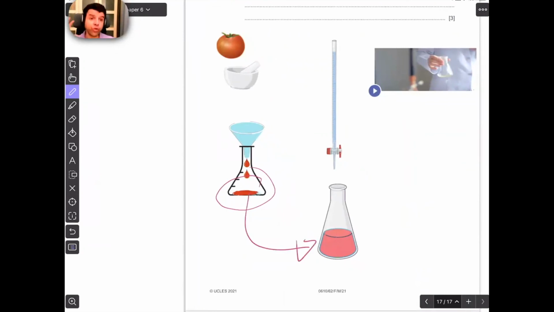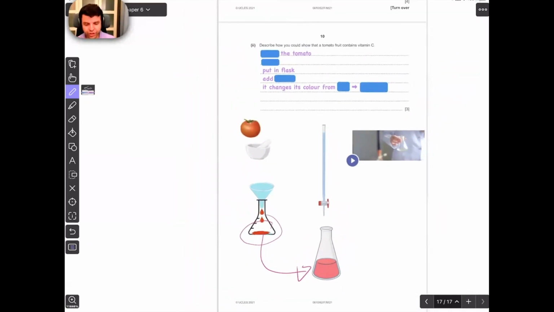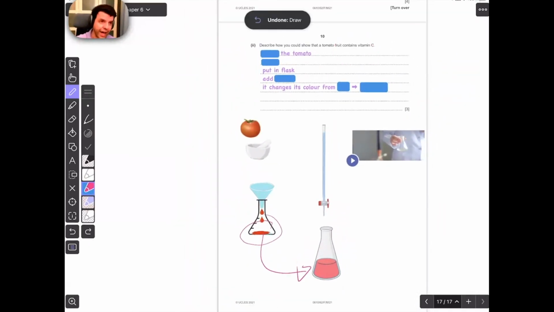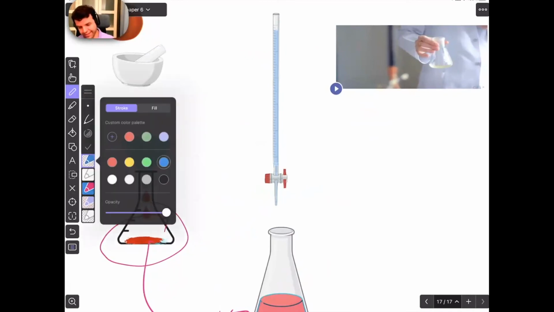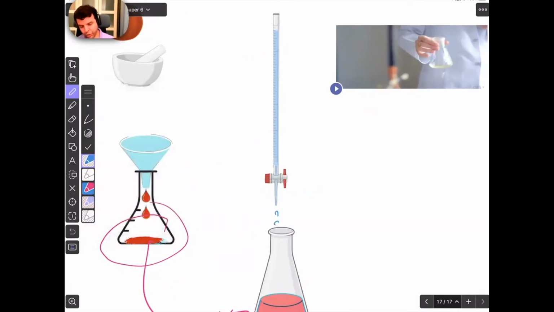Note that we're not trying to find the concentration or the amount of vitamin C. We've just been asked for what? We've just been asked to check, does it have or does it not have any vitamin C? So what am I going to do? I'm just going to pour that DCPIP drop by drop. And if it has vitamin C, what would you notice? You would notice that the color of the DCPIP is changing.